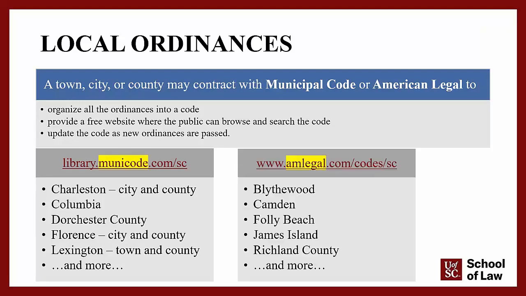And American Legal has different cities and counties. So if you're lucky, both your city and your county will use the same one of these, and you can just look in one place to find both. But notice how Columbia uses Municode and Richland County uses American Legal. So that means people in Columbia who want to find both their city and their county are going to have to look in two different places.